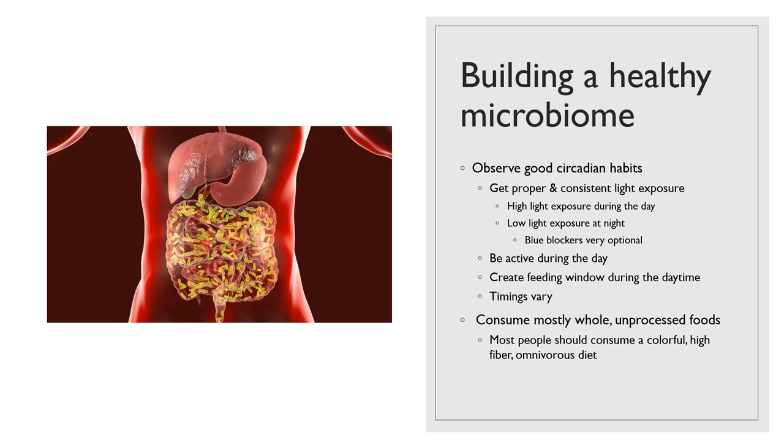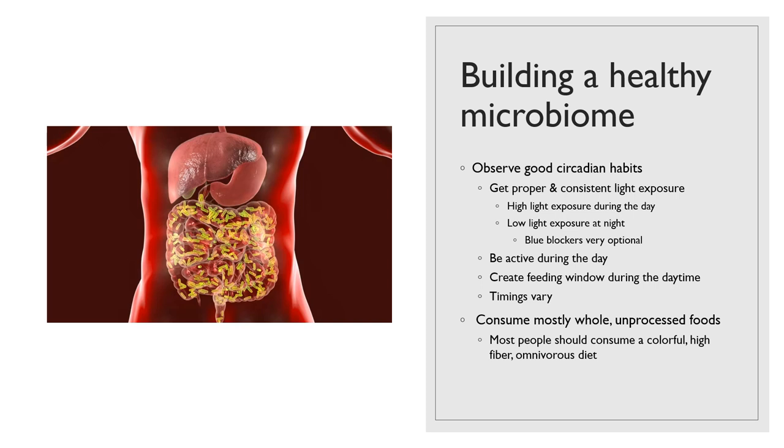During the day, you want a high amount of light exposure. Go outside. Being inside is not the same as getting light exposure outside. Go outside and expose your eyes to the daylight as much as you can throughout the day. And then at night, we want low light exposure, signaling to the body it's time to wind down, that it's dark. This is going to help create that healthy circadian rhythm within the microbiome.